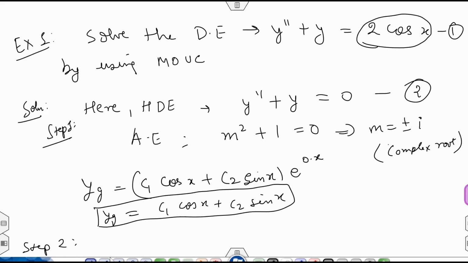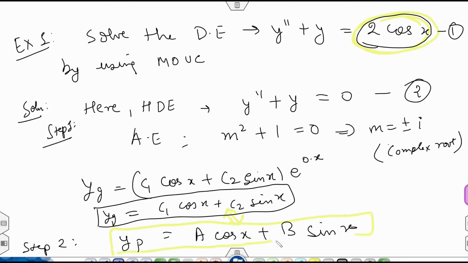what you need to do, this is your Rx, is find out yp, what will be a trial solution. So at first glance you will write the trial solution as a cos x plus b sin x. Now you can see that there is a similarity between your yg and your trial solution yp, right? This yp can be generated by yg. So in this case, as I told you, you have to multiply this with x.